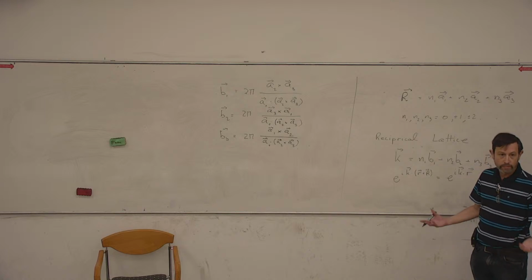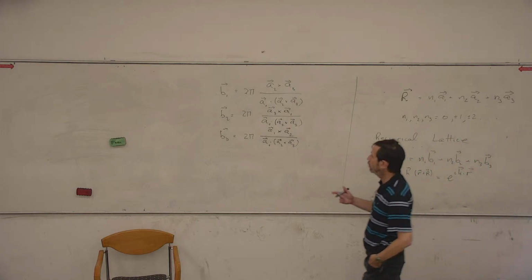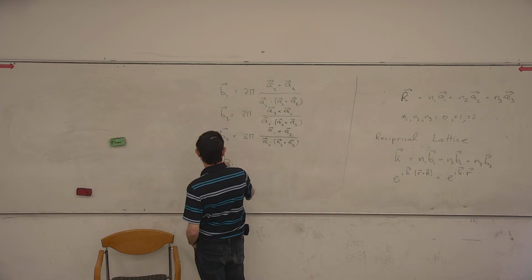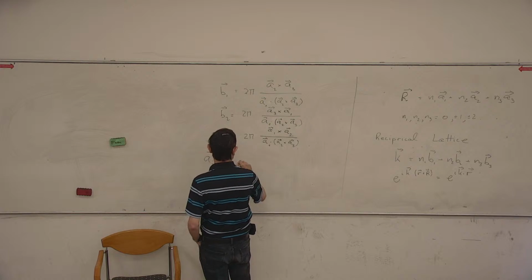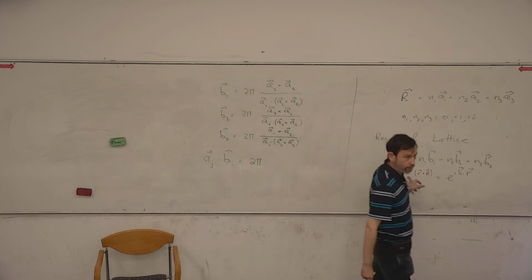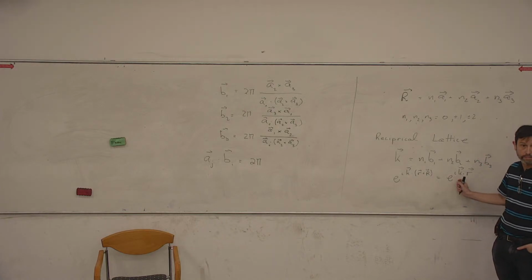Okay, let's see that it works. I wrote down the solution, but we should check that it works. What is the condition, basically? The condition is k dot R has to be equal to 2 pi. If I fulfill this condition, this is automatically fulfilled. It's times delta, right?